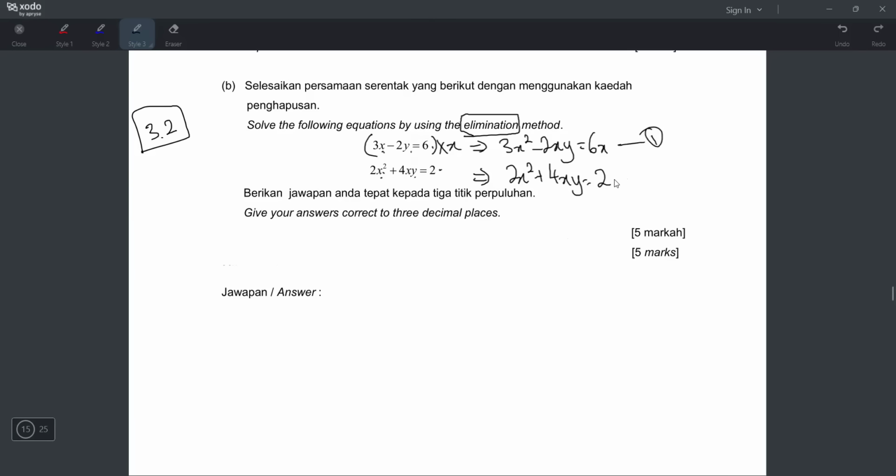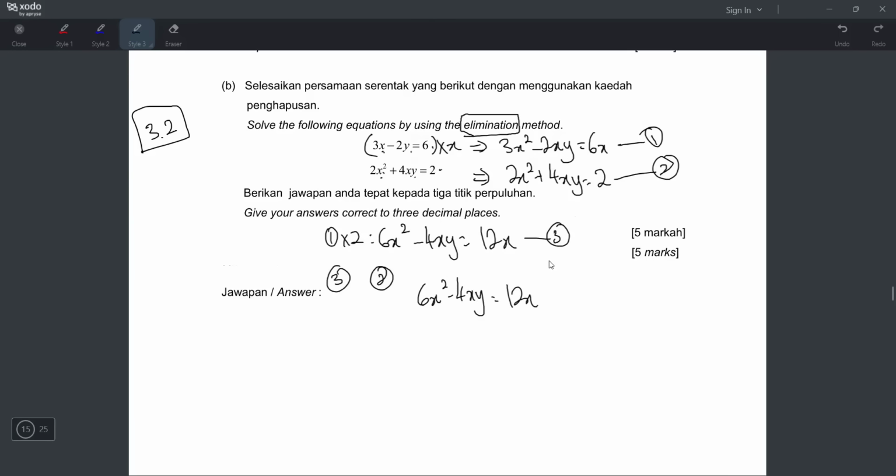So this one is equation 1, this is equation 2. I have to make the number before xy the same. This one is negative 2, this one is 4. So I will take equation 1 times 2, so that they become the same and later we can eliminate xy. So 1 times 2 becomes 6x squared, and negative 2 times 2 is negative 4xy, equals to 6x times 2, which is 12x. I'll call this equation 3, and don't forget 3 comes from 1. So you will take 3 eliminate with 2. Equation 3 is 6x squared minus 4xy equals 12x, and this one is 2x squared plus 4xy equals to 2. If we want to eliminate xy, do we add or subtract?